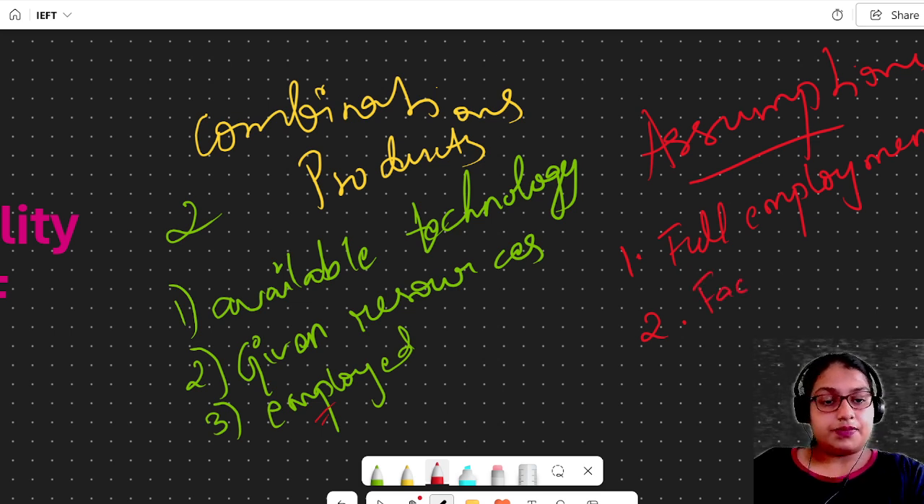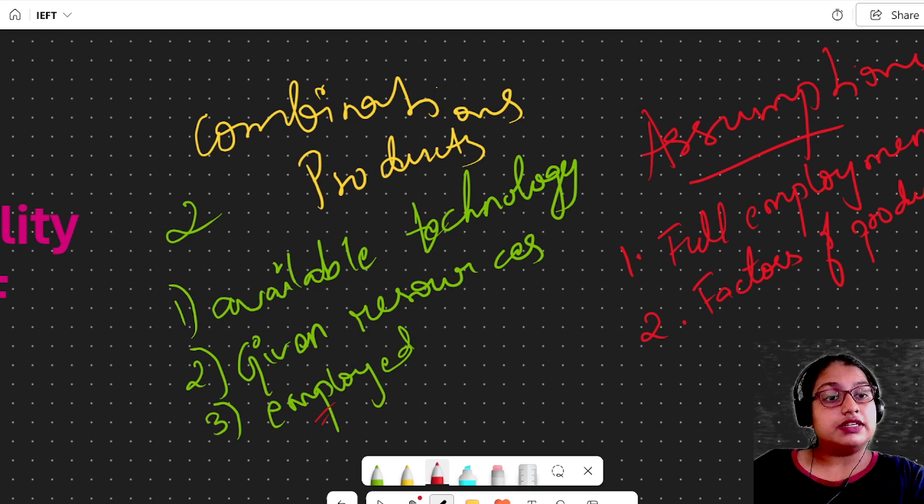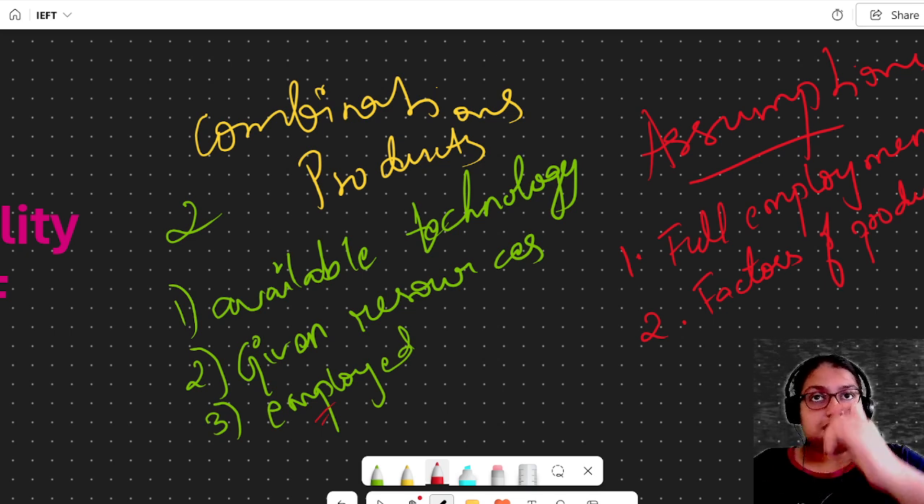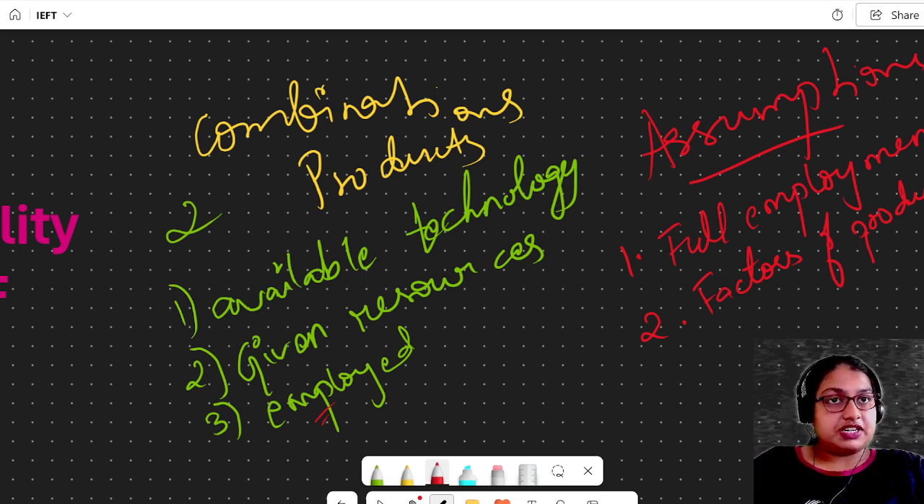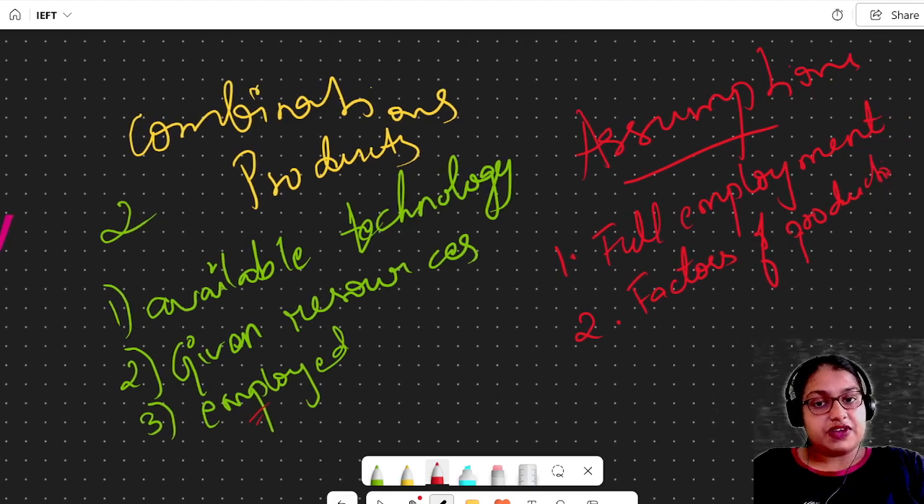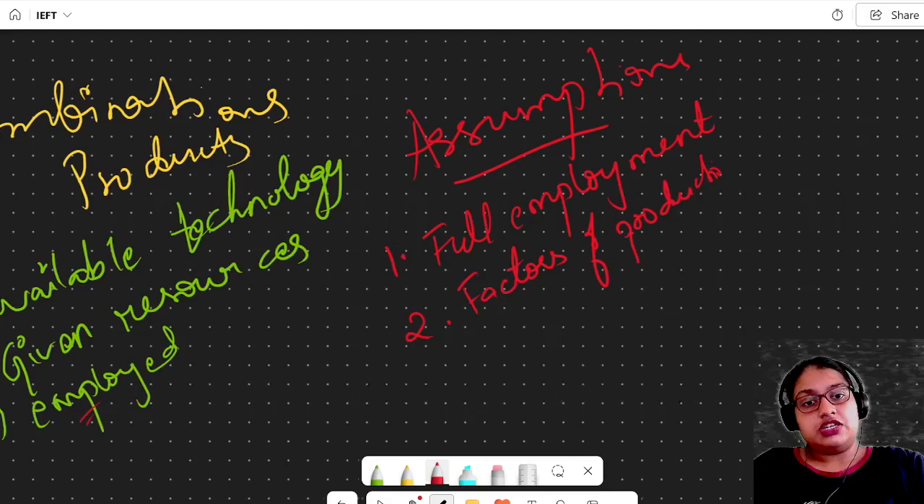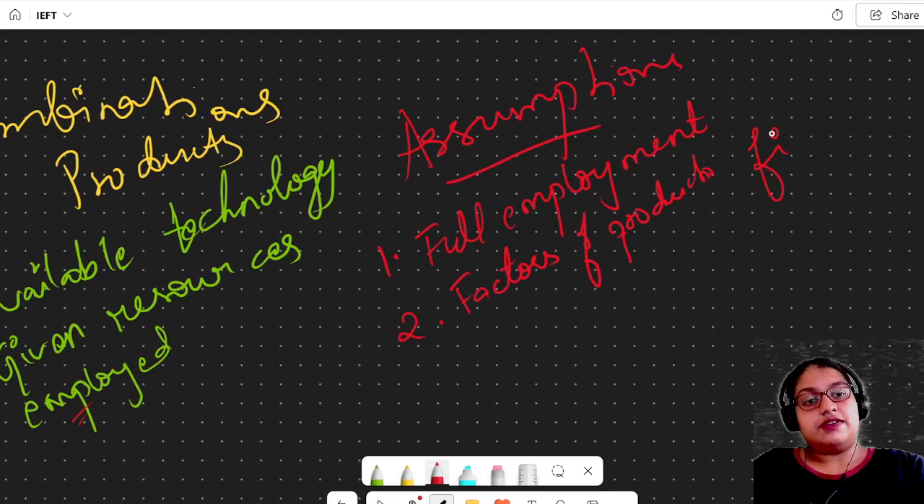Second, factors of production are fixed. What are the factors of production? We have already learned it in the previous sessions. We have four factors of production: land, labor, capital and organization. These factors of production have to be fixed. They should not change with time.